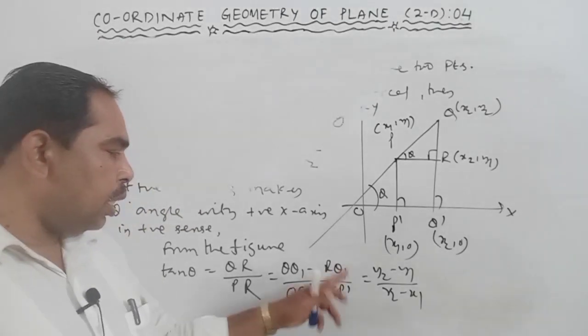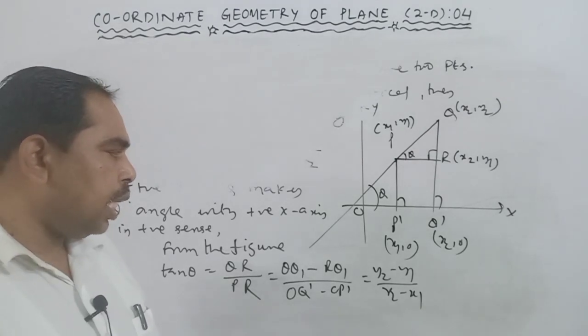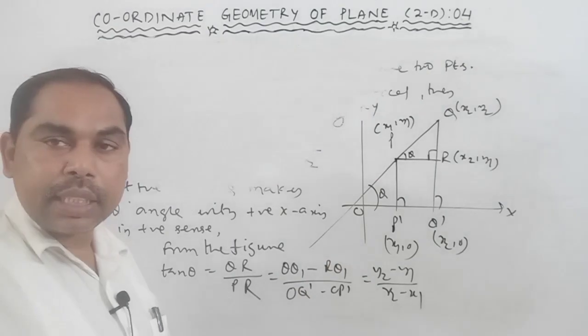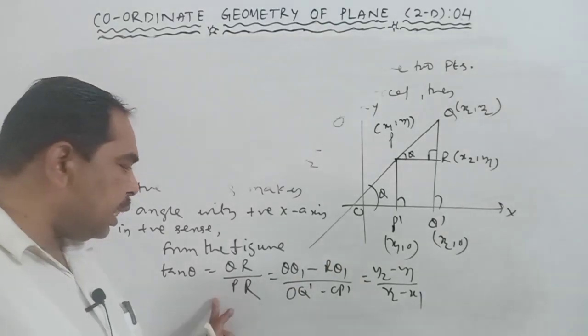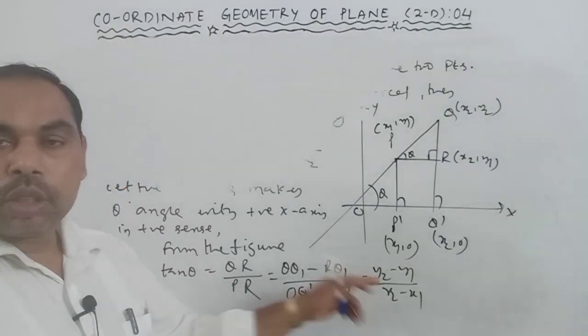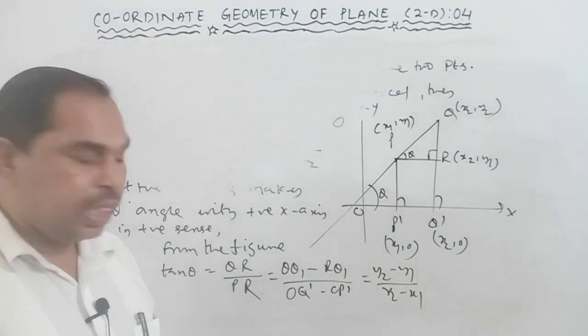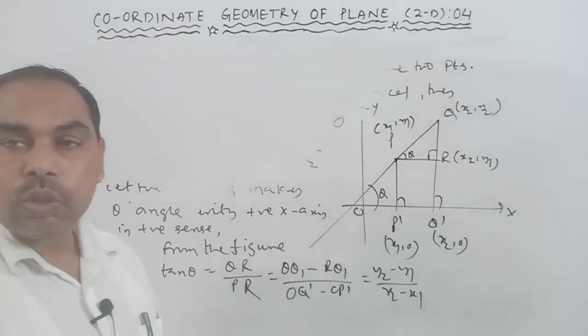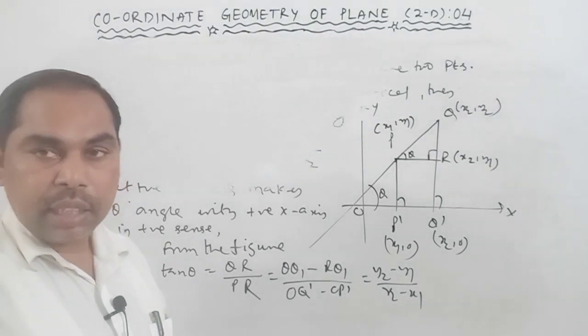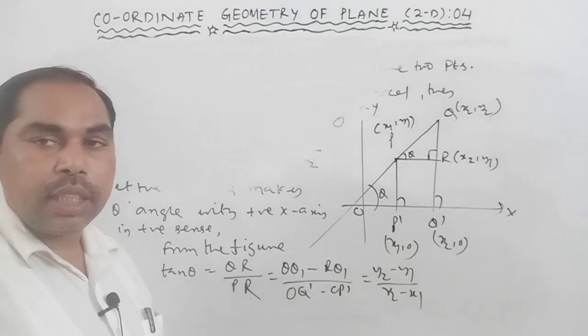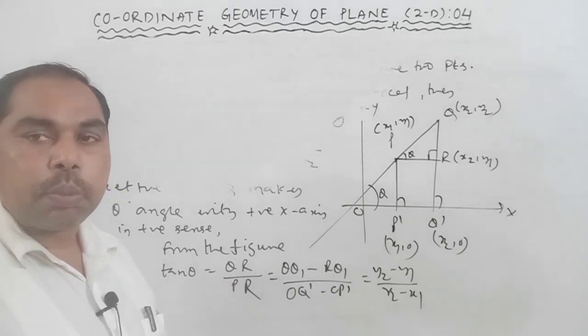If y1 is equal to y2, then the line is parallel to the x-axis. So in this case, tan theta is equal to 0, so theta is equal to 0 degrees. That means the line is parallel to the x-axis. If x1 is equal to x2, then the line is a vertical line, meaning the line PQ is parallel to the y-axis. In this case, the slope is not defined, that is, tan theta is equal to infinity.